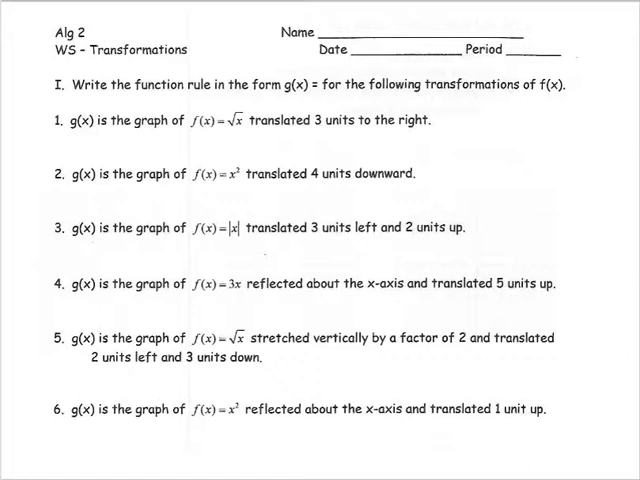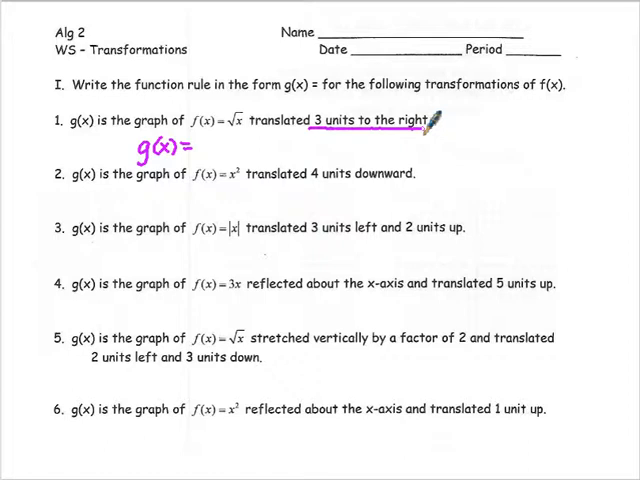The first section is asking us to write the function rule in the form g of x. So I could get started. It says write the rule in the form g of x equals. So I'm going to start with g of x equals. Okay? For the following transformations. So g is the graph of f. So this was our parent function, but it got translated 3 units to the right.